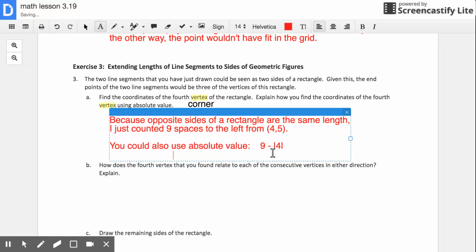So to find the other point, we're going to need to go from 0, and we're going to need to go this many spaces. Oops, 4. We're going to need to go 9 minus 4 spaces from 0 to the left, which would be 5 spaces to the left. That is a little more confusing. In this case, it was a little bit easier just to count.